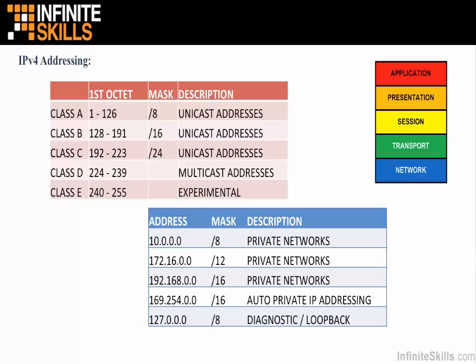So out of the class A range, everything but this 10 dot network range is public because the 10 dot is private. Out of the class B, everything except the 172.16 address range is public because 172.16 is the private address space. And finally, out of the class C, everything except 192.168 address space is public. 192.168 is the private space out of that range. So the private address ranges are usable only behind corporate firewalls on private networks. And everything else is usable on the public internet.